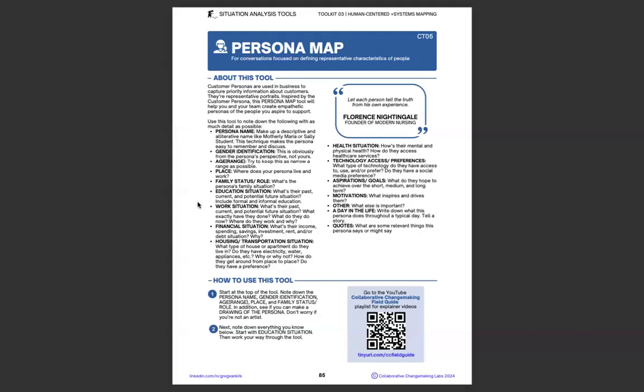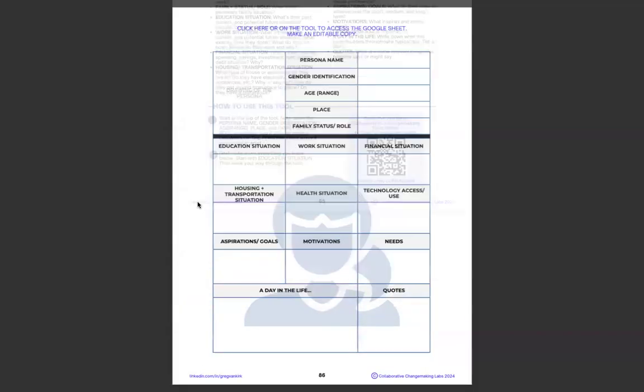A day in the life. Write down what this persona does throughout a typical day. Tell a story, right? A story of their life. And quotes. What are some relevant things this persona says or might say, right? You might need to be creative there a little bit and just imagine it before you actually know this persona well. So that's our persona map.